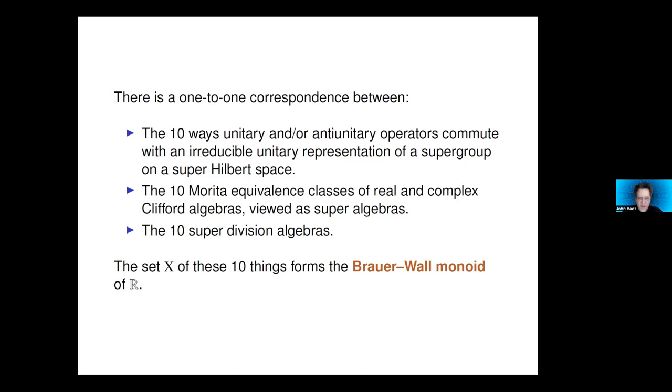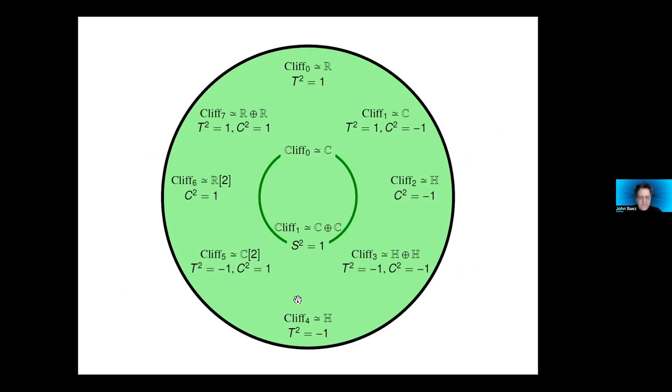That would be most illuminating to you if you had heard about Brouwer groups, which are groups connected to division algebras over a field. It's the group of Morita equivalence classes of division algebras over the field. It's called the Brouwer group. And then Wall generalized it to the super context and got a Brouwer-Wall group, so people call it. But here, this 10 here is not a group. It's a union of two different groups, and it's a monoid.